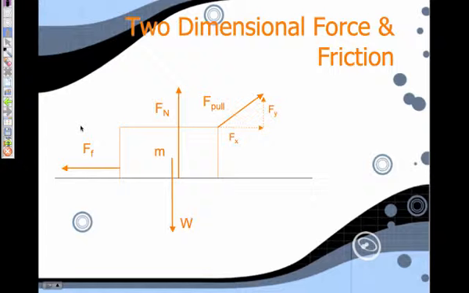So here, same exact situation, but we're going to add friction in. Just remember that friction is opposite the direction of movement. So since f of x is to the right, friction is to the left. They're always going to be opposite each other. Otherwise, everything else stays the same.